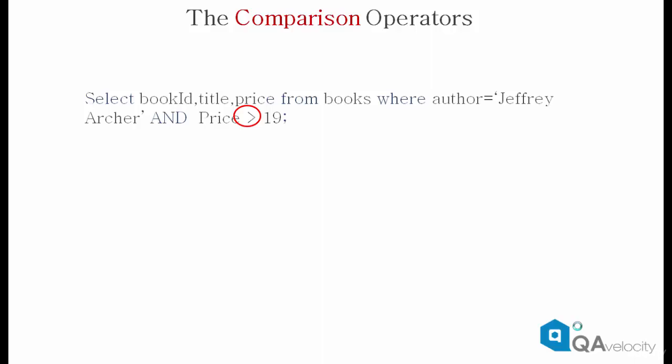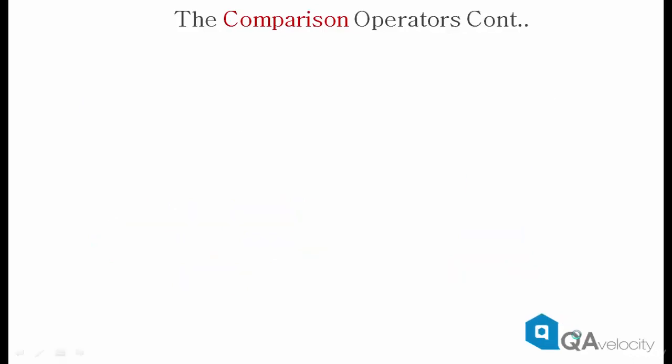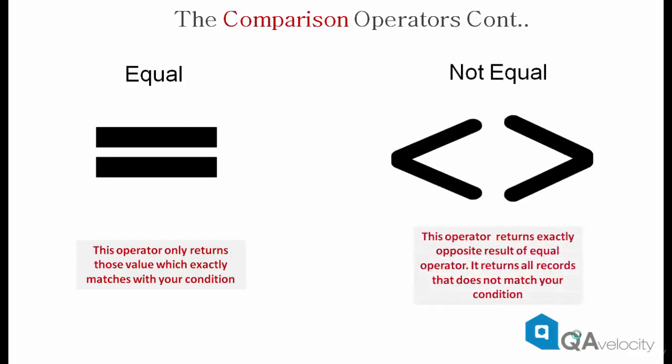Let's see what all comparison operators Jeff can use in his query to get relevant results. So the first operator is equal. This operator only returns those values which exactly match your condition. Not equal. This operator returns exactly the opposite result of equal. It returns all the records that do not match your condition.